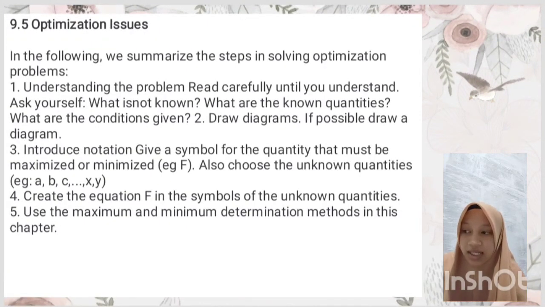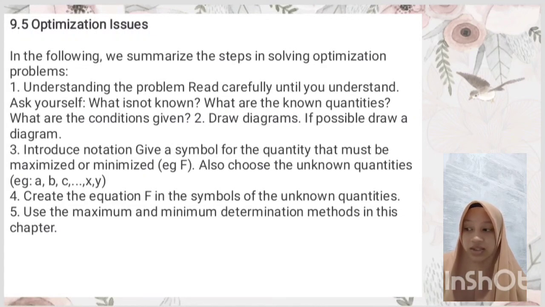9.5. Optimization problems. In the following, we summarize the steps in solving optimization problems. 1. Understanding the problem. Read carefully until you understand. Ask yourself, what is the unknown? What are the known quantities? What are the conditions given? 2. Draw a diagram. If possible, draw a diagram.